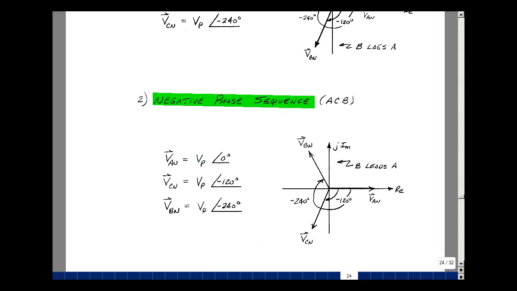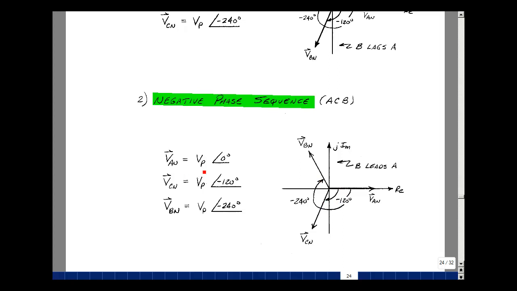The negative phase sequence is to actually do it in the opposite direction. Here's V sub AN, and then I have V sub BN at 120 degrees, and then another 120 degrees V sub CN. But again, doing this in a clockwise direction, then what I've got for V sub BN is it's going to be an angle of minus 240 and V sub CN an angle of minus 120.